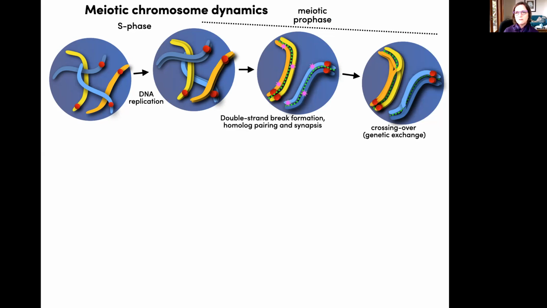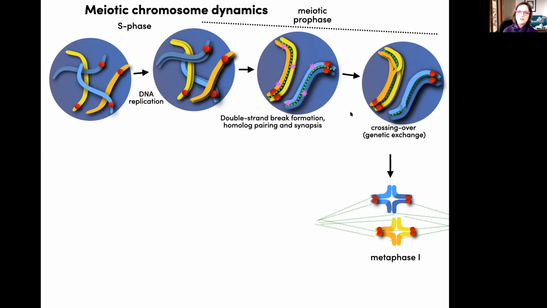So all of this stuff from pretty much the end of the S phase through crossing over and then condensation of the chromosomes is considered to be meiotic prophase. It's a little bit of a misnomer because they're not really in prophase like they are in mitosis. It's more like an extended G2 phase, but it's a specialized meiotic prophase. At the end of it, the chromosomes condense and they segregate.